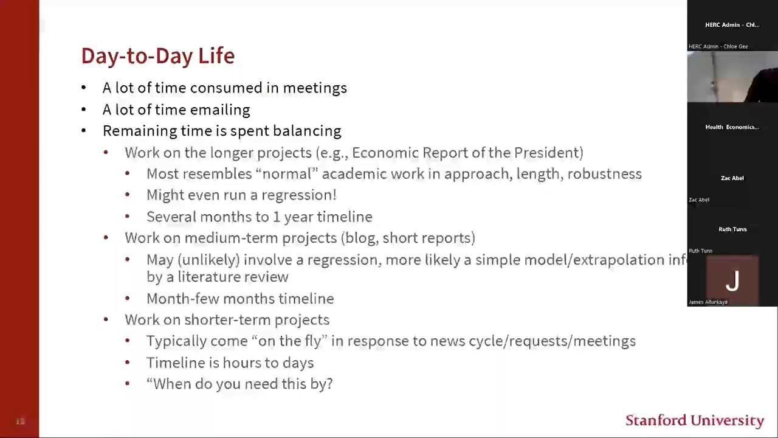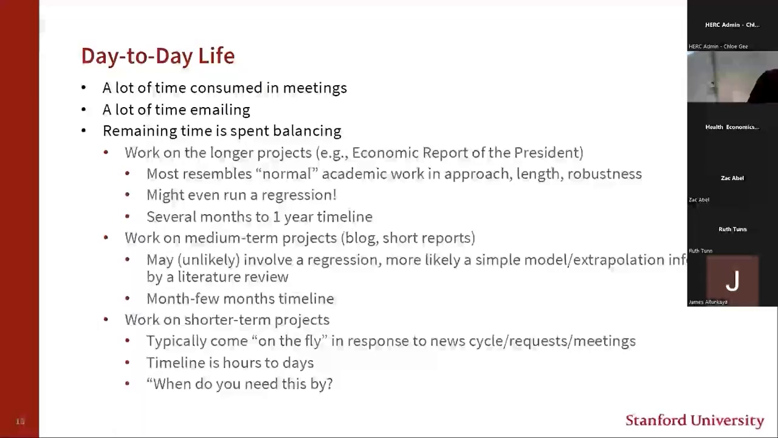And then the remaining time was split balancing the work. I guess this would be familiar: you're spending time working on your longer term projects. The longest term is the Economic Report of the President. Every year it has to be there by a specific day. That's kind of the statute that it needs to be done by. So the schedule for that is set a year in advance, and there are milestones you have to meet. So you're spending some time working on that.